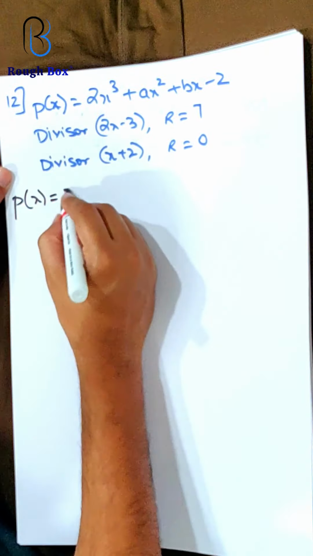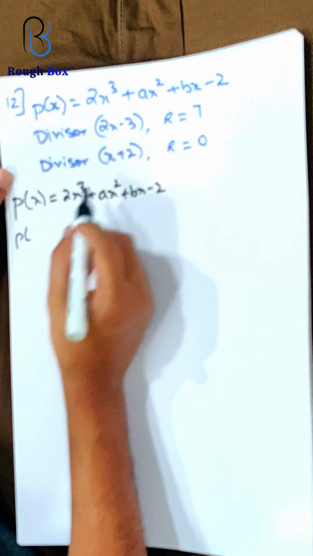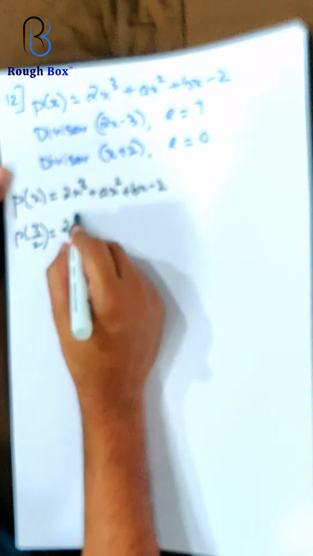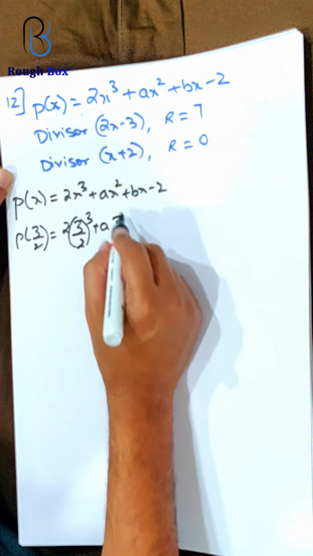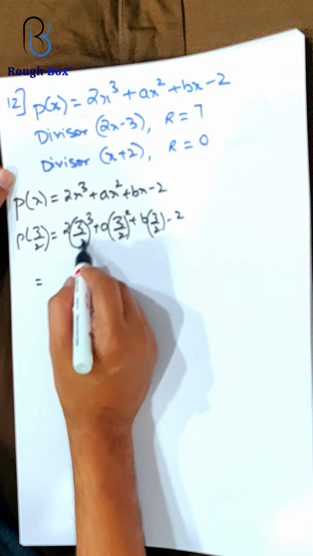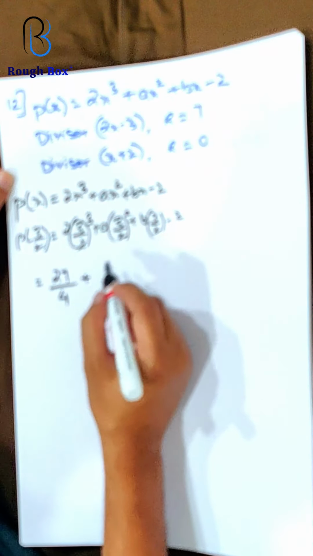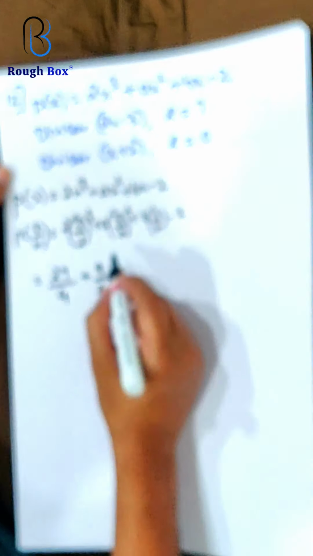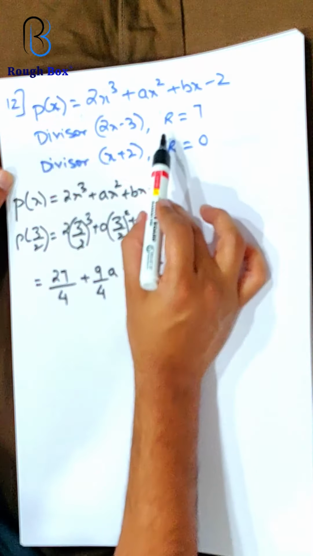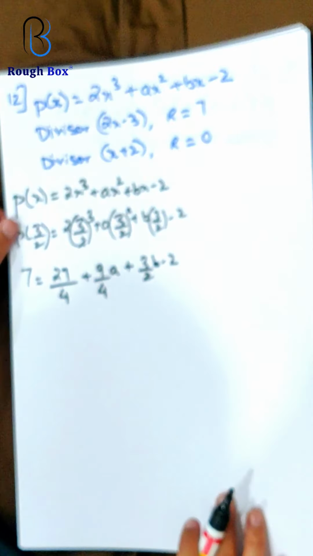So P of x is 2x cube plus ax square plus bx minus 2. First I am substituting x as 3 by 2. So 2 times (3 by 2) cube, plus a times (3 by 2) square, plus b times 3 by 2, minus 2. So I cancel one 2, 3 cube is 27, and 2 square is 4. Then 3 square is 9, 2 square is 4, a, plus 3 upon 2 b, minus 2. Substituting the remainder as 7 over here. Yeah, so I can directly manage to get my first equation.